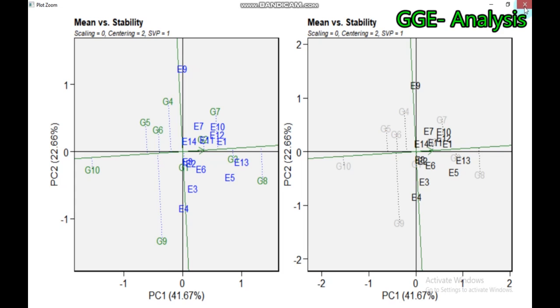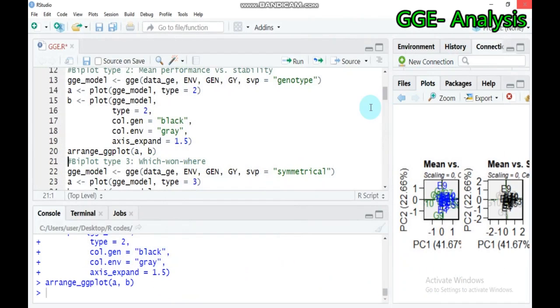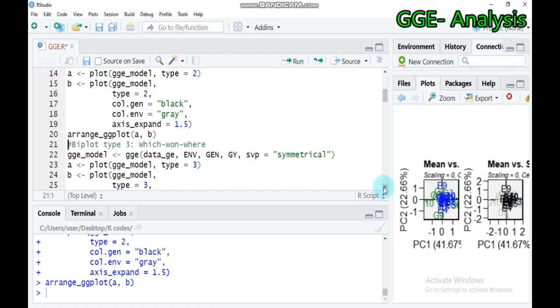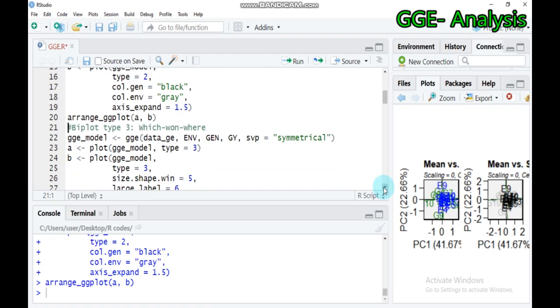Then let's quickly jump to the subtype. That means which one where. That means which genotype is best and in which environment. So to do that, you have to use the GGE in our data environment, and SVP is symmetrical. So as I mentioned before, SVP or the type 3 is which one where.